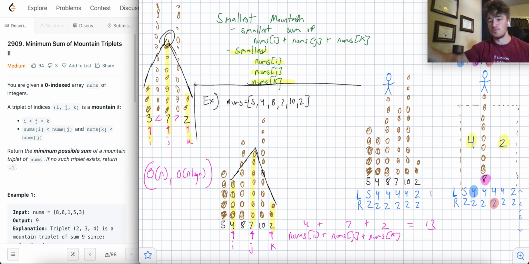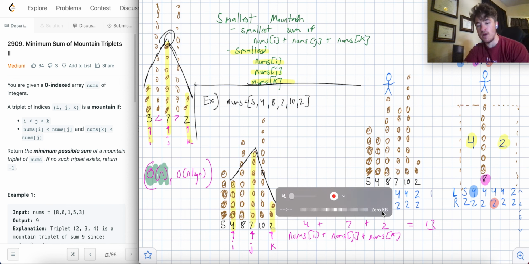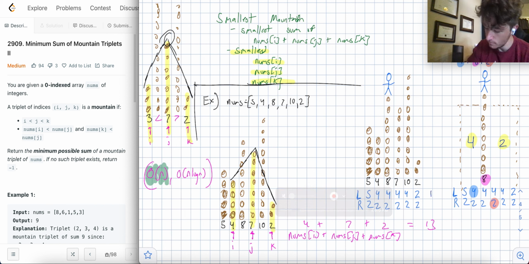So consider each peak, get the thing from the left and the thing from the right, and that will run in O of n time, right? Because it'll take n time to get the left array, n time to get the right array, and then n time to look at each peak. Okay? So we just look at each peak.